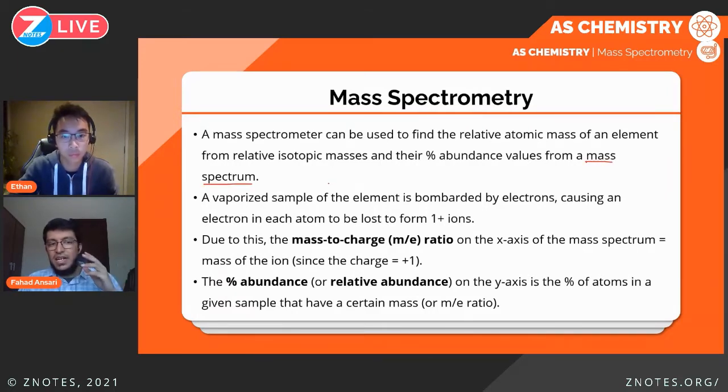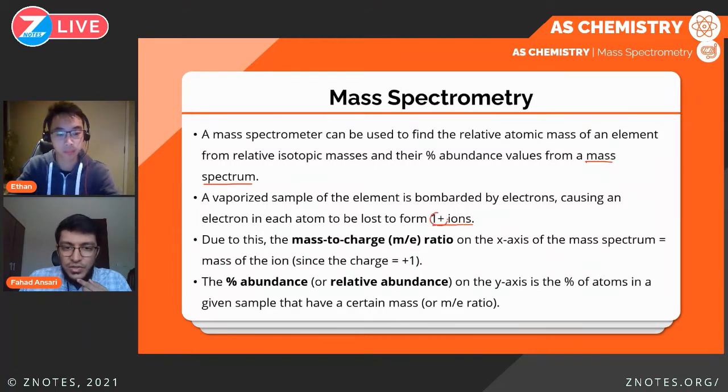Basically what happens is that a vaporized sample of the element is bombarded by electrons. It causes an electron to be lost from each atom or molecule or fragment, and it creates ions with one positive charge. So then we get a mass spectrum, which is a graph that shows, on the x-axis, the mass to charge ratio. The mass to charge ratio is the mass of that atom or molecule or fragment divided by the charge of that particular species. And because the charge of each species is pretty much positive one, the mass to charge ratio can be simplified to just the mass of that particular species.